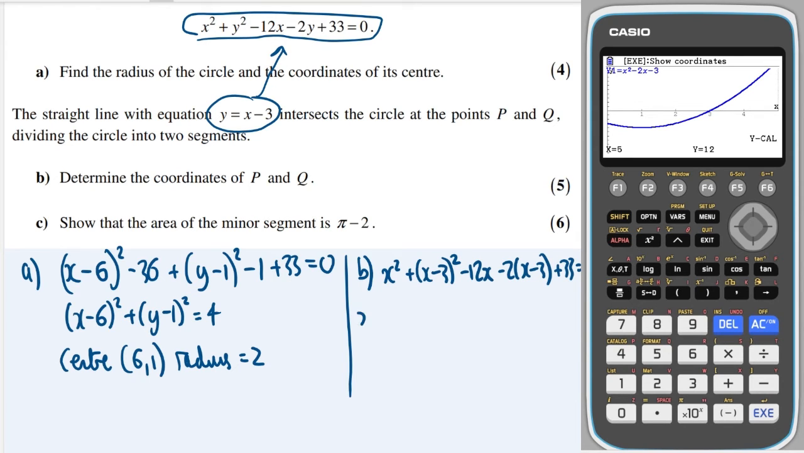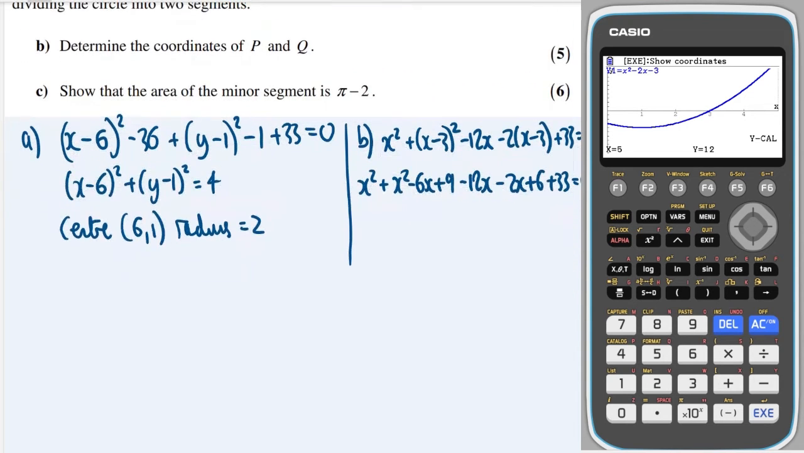Okay, expanding out, it's going to give me x squared plus another x squared minus 6x plus 9, minus 12x minus 2x plus 6 plus 33 equals 0. And then let's collect up. So we're going to get 2x squared, minus 20x, and 9 plus 6 is 15 plus 33 is 48 equals 0. Divide through by 2.